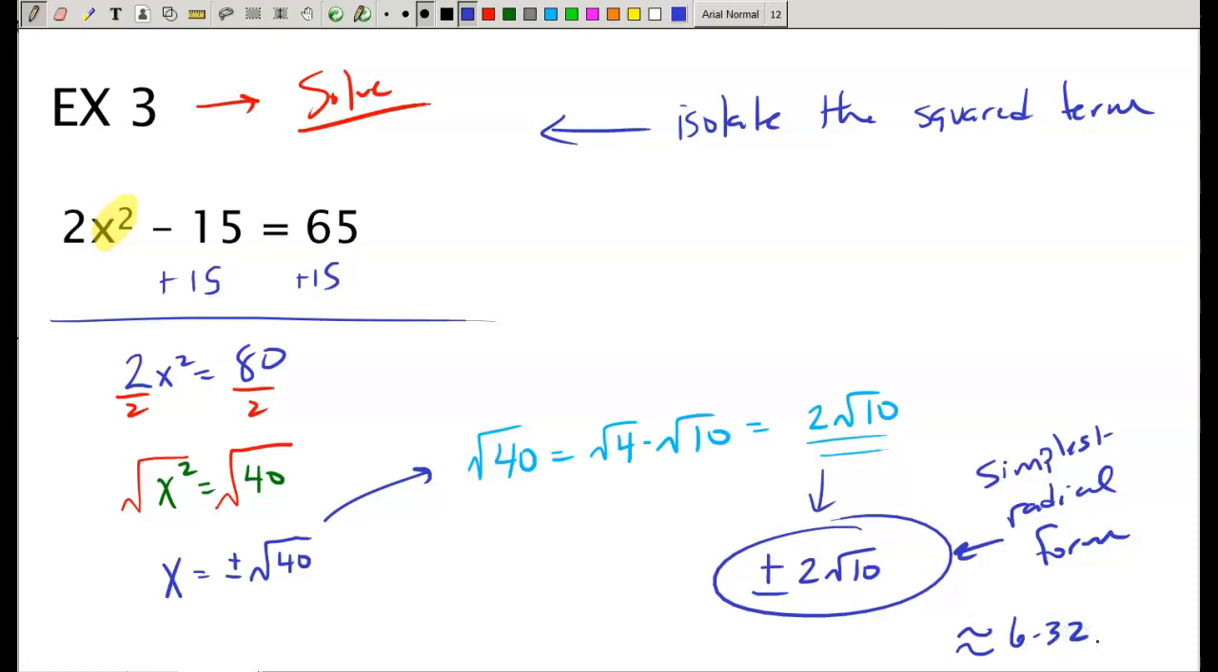Okay, that's not an exact answer, because we're going to have to basically just round that to the nearest whatever, and then we lose some of that value. So again, what we're practicing is working with these radicals and keeping it in simplest radical form. All right, let's try another one.